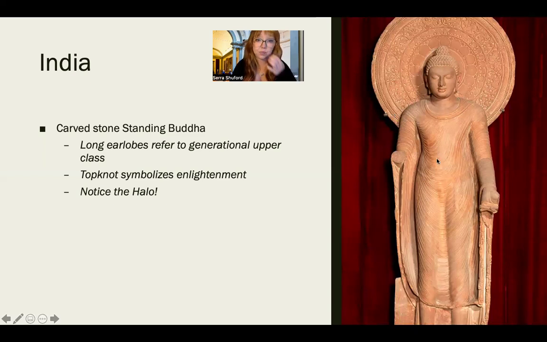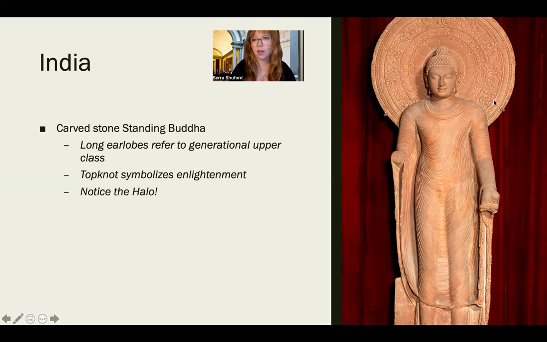One thing that we see is, and it's not a great angle for it, these long earlobes that we see here. This is a reference to generational upper class. And so we see the Buddha as being sort of a figure of importance in society, as well as religion. And so he has those long earlobes. Another thing that we notice is the top knot here. This hairdo with these little raised bumps on it indicates that this is a person that has been enlightened, and obviously Buddha is the ultimate person of enlightenment, so he's going to have that hairstyle.